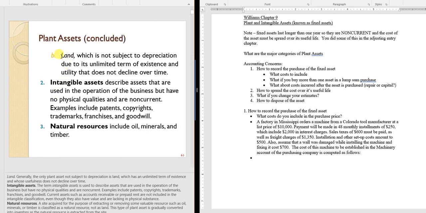Okay. Land is also unique. There are two fixed assets that are not written off. The first one is land, and the second one is goodwill, and we'll talk about that one in intangible assets. But the reason, think about it: depreciation is the systematic allocation of the cost of the asset over its useful life. So in my instance, I said I had a $30,000 car that was going to last 5 years.